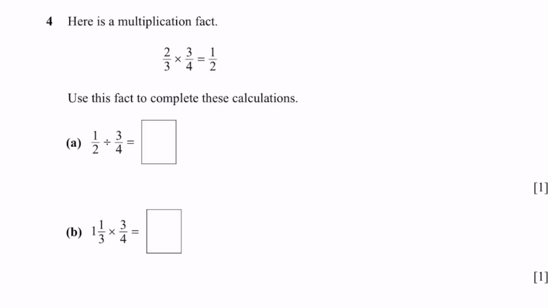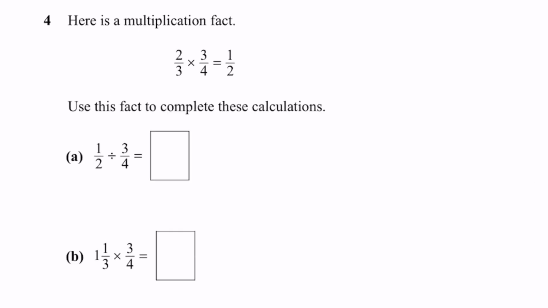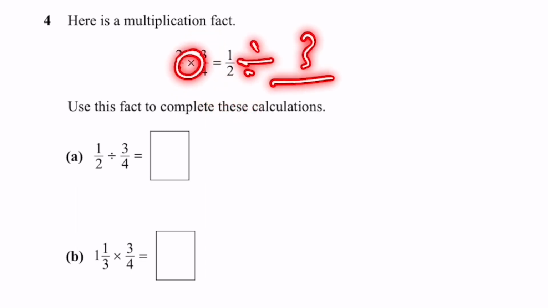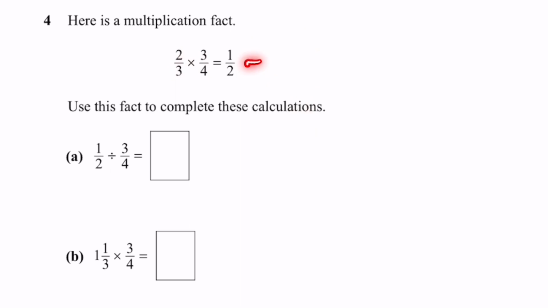Question 4. Here's a multiplication fact. Use this fact to complete these calculations. For the A part, 1 by 2 divided by 3 by 4. We can see our 1 by 2 over here. Now, the question has just brought the 3 by 4 here to the other side, changing the sign to divide by. That means 1 by 2 divided by 3 by 4 is equal to 2 by 3 as given. That is what we write.